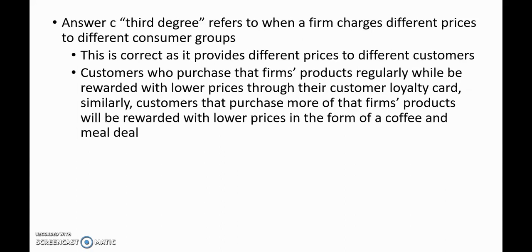Answer C, third degree, refers to when a firm charges different prices to different consumer groups. This is correct as it provides different prices to different customers. Customers who purchase that firm's products regularly will be rewarded with lower prices with their customer loyalty card. Similarly, customers that purchase more of that firm's products will be rewarded with lower prices in the form of a coffee and meal deal.